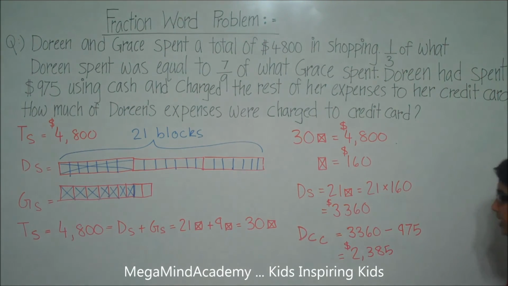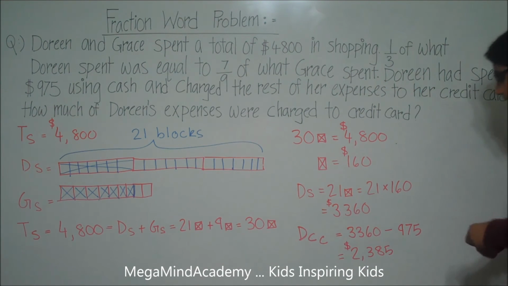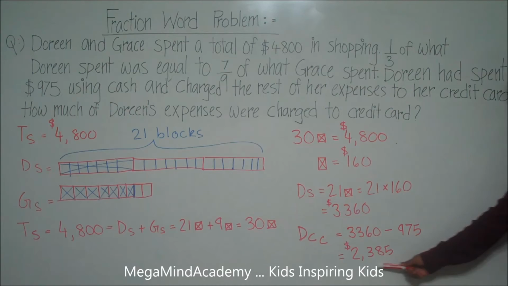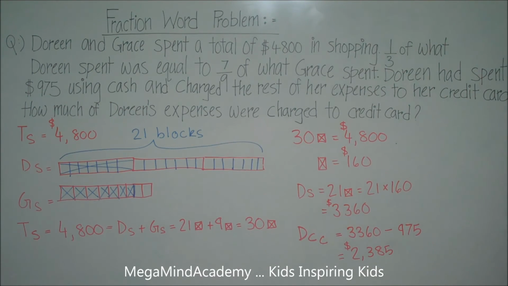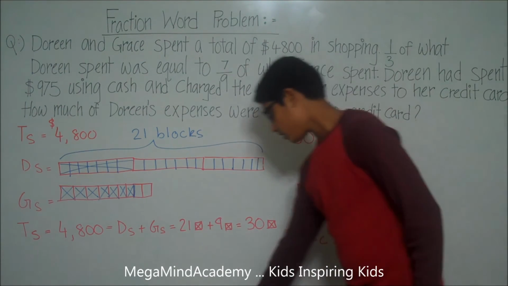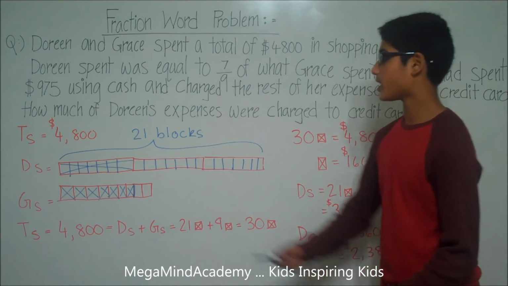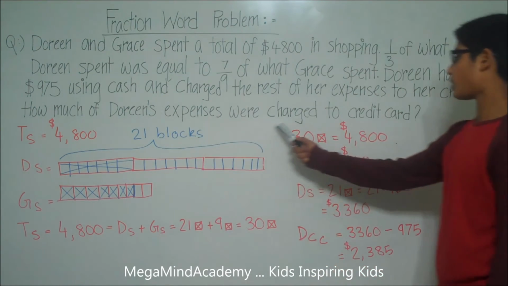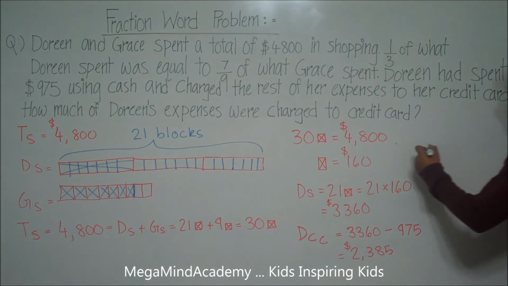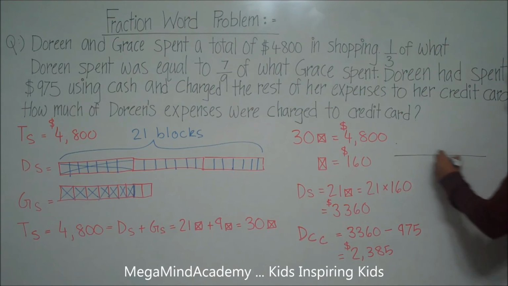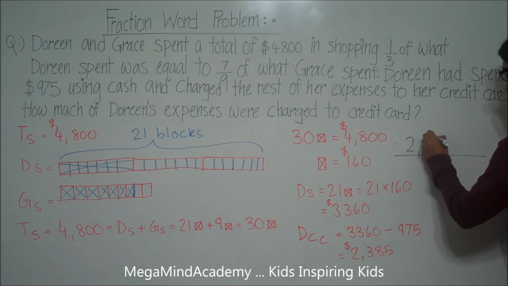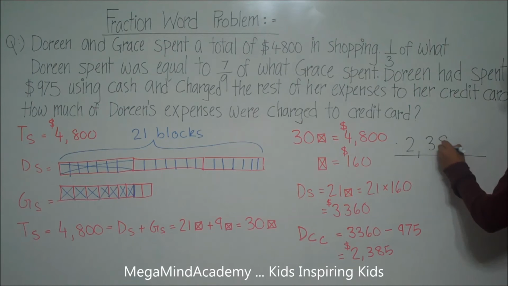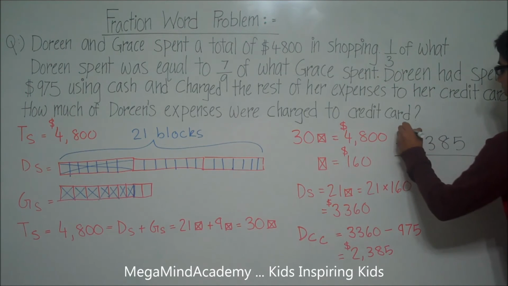So this means that Doreen charged $2,385 to her credit card. So the answer to this problem, which is how much of Doreen's expenses were charged to her credit card, is, let's write it right here, $2,385.